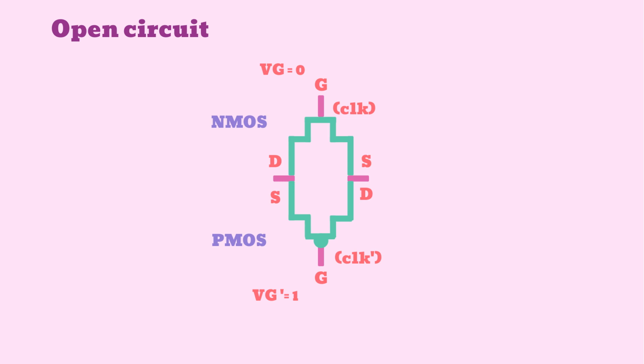When VG is 0, NMOS is turned off. Inverse of VG is applied to PMOS and PMOS is also turned off since 1 is applied to the gate terminal. The transmission gate acts like an open circuit. When VG is 1, NMOS is turned on. PMOS is also turned on since inverse of VG, which is 0, is applied to the gate terminal. In this condition, input appears at the output.